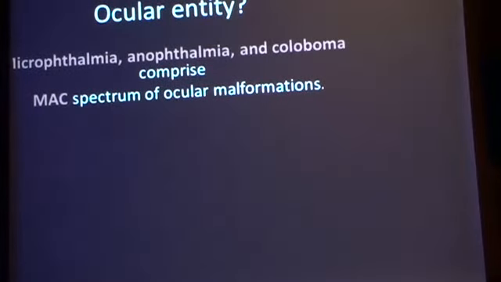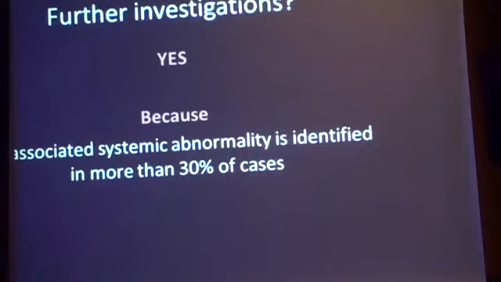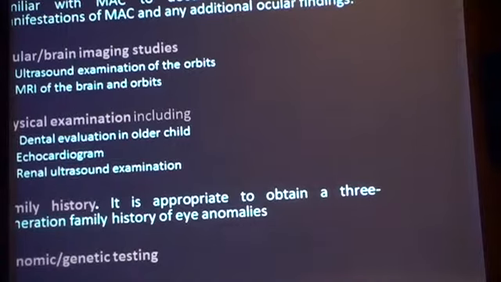This ocular entity is microphthalmia, anophthalmia, and coloboma, which comprise the MAC spectrum of ocular malformation. For you, does this entity require further investigation? Obviously yes, because an associated systemic abnormality is identified in more than 30% of cases. So, for each patient, we have to do an ophthalmological examination by an ophthalmologist familiar with MAC syndrome to document both the ocular manifestation of MAC and any additional other ocular findings.